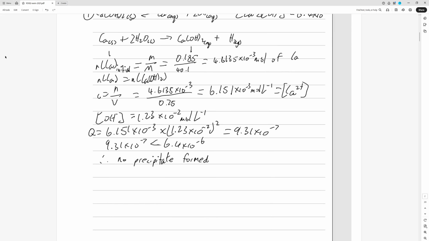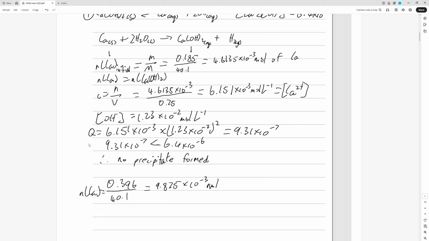We can find moles through a similar method as before. So we have 0.396 over the molar mass, that's going to be 40.1. And that gives us a value of 9.875 times 10 to the power of negative 3 moles additionally added.